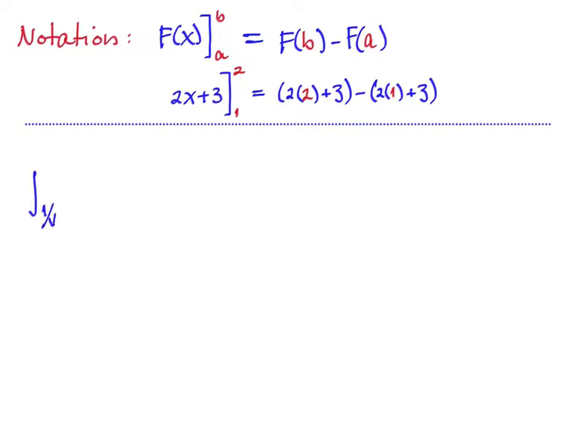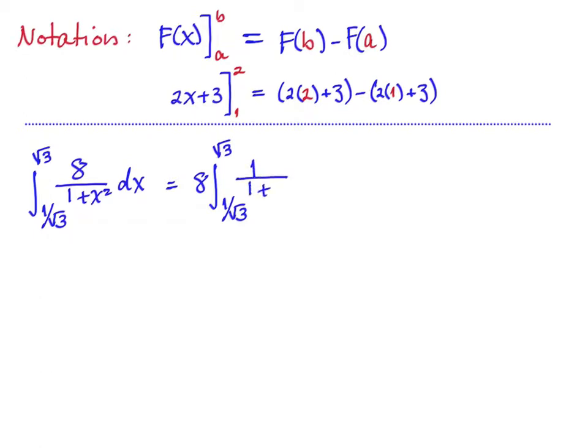Let's do another example. Let's do the definite integral from 1 over square root of 3 up to square root of 3 of 8 over 1 plus x squared dx. So first, we can always pull a constant out of a definite integral. So I can write it as 8 times the definite integral from 1 over square root of 3 up to square root of 3 of 1 over 1 plus x squared dx.